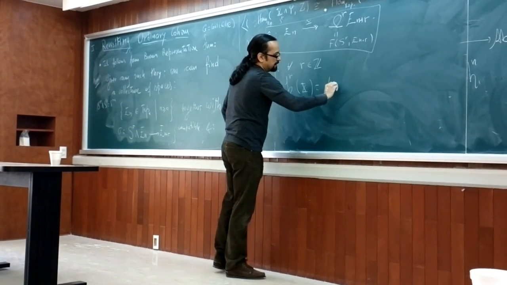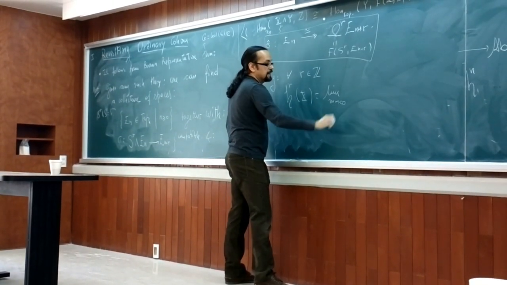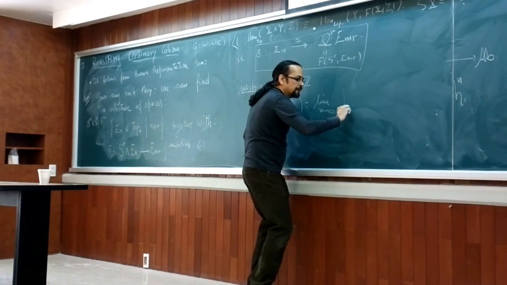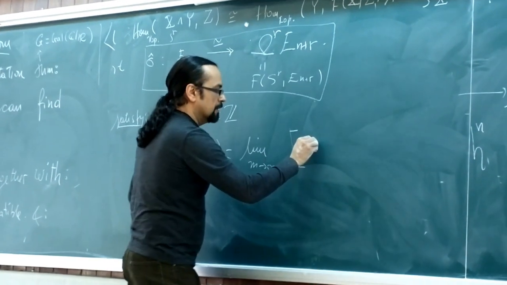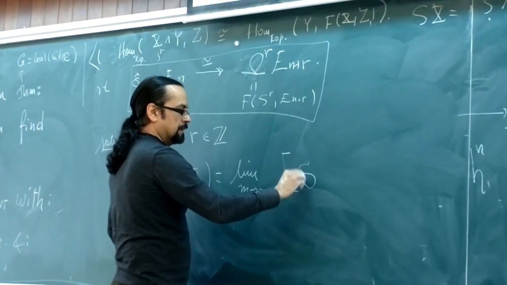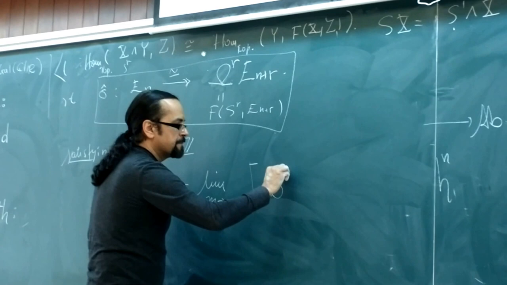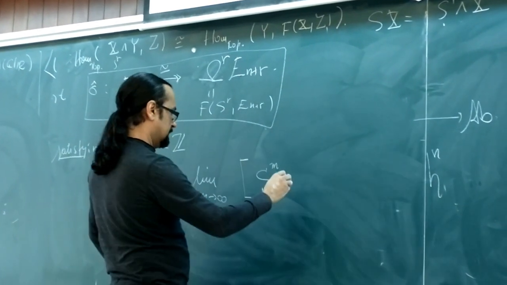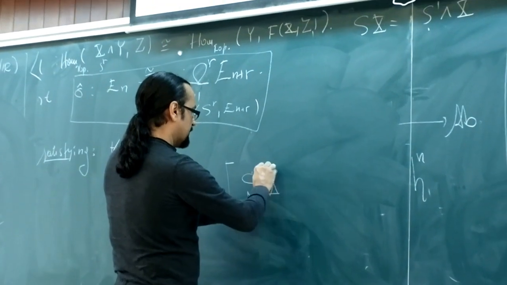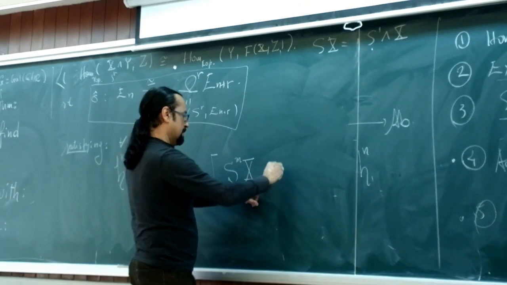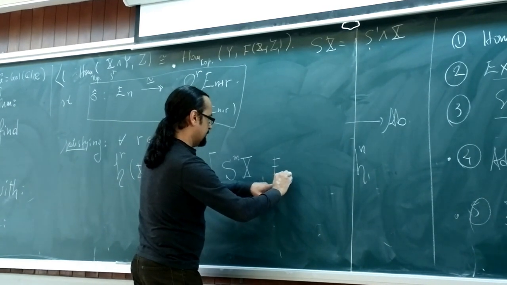let's say the limit when, let's say, M goes to infinity. And now look at this. These are homotopy classes of maps from the suspension of your space, S^M of X, to our space E_{M+R}.